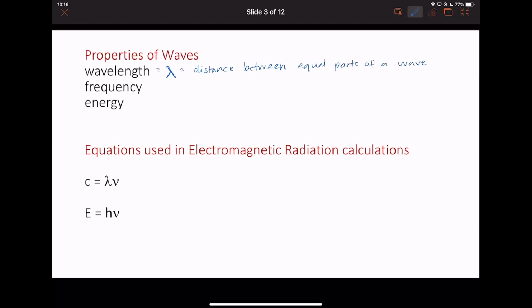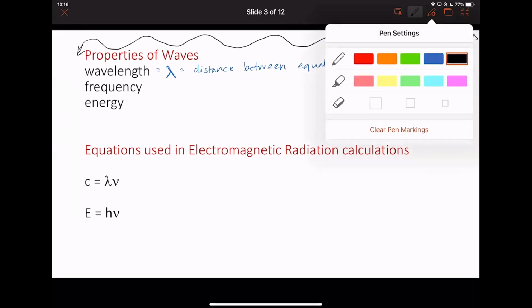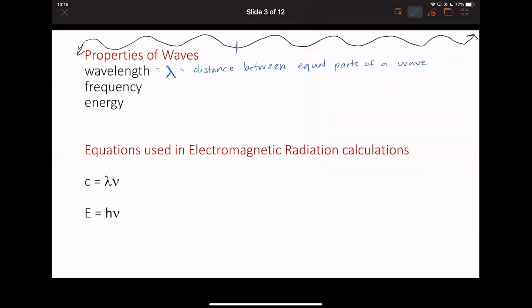So if I draw a wave here, this is going to be a wave, and the wave continues in space in both directions. So there's an arrow on either side. So the distance between equal parts, like peak to peak or trough to trough, this would be one wavelength. Okay, and this is going to be in meters or m.